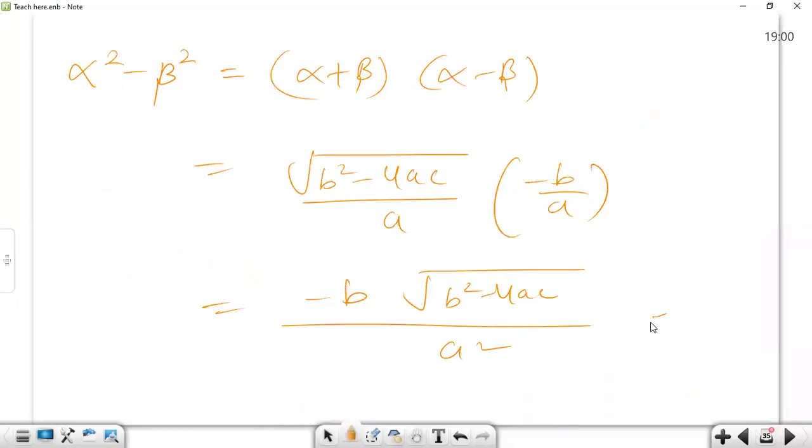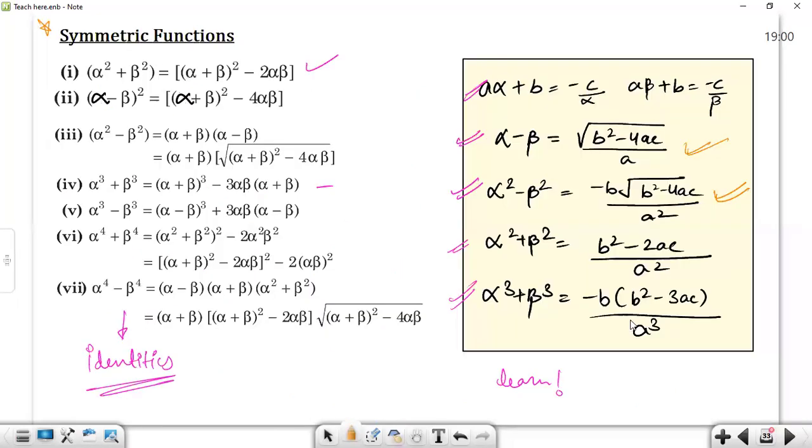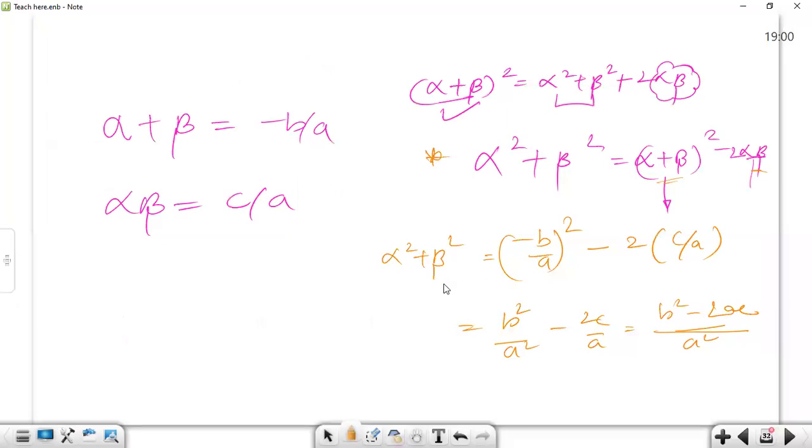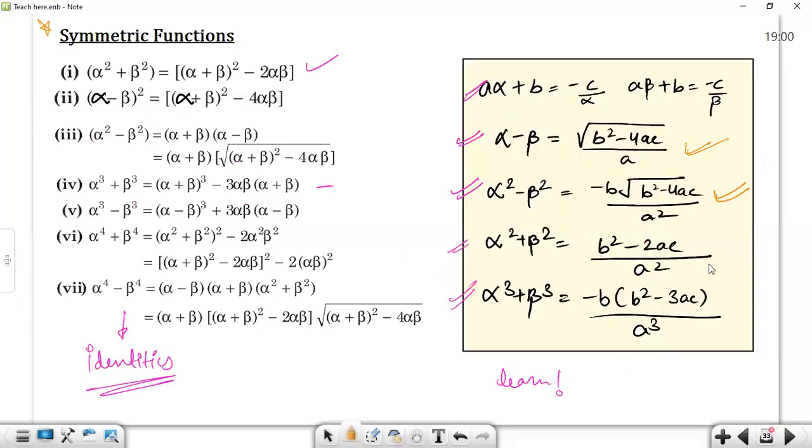So is that clear? Yes, sir. Okay, now let's discuss about these two. I have already discussed about alpha square plus beta square. Is that clear? Yes, sir. Because we have solved about this term, then we brought this to the left hand side, and that's how we have solved for this. Okay.